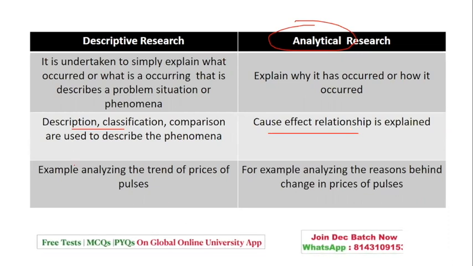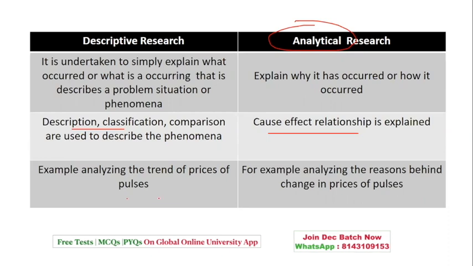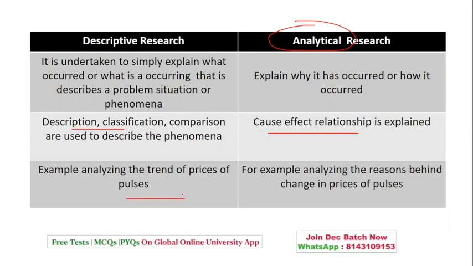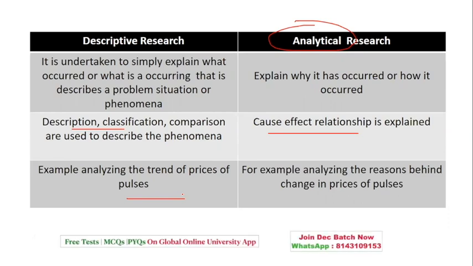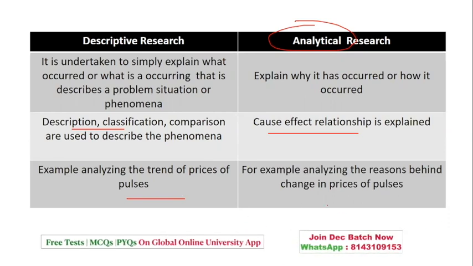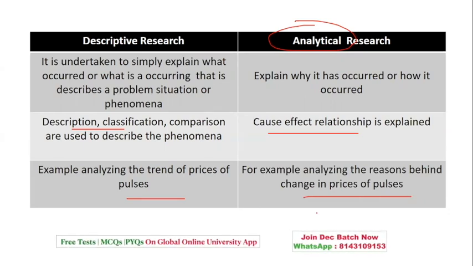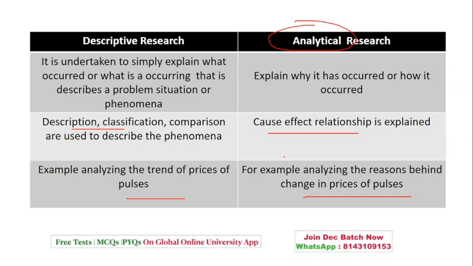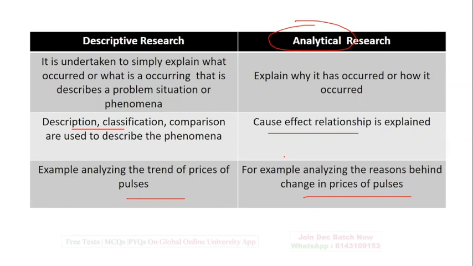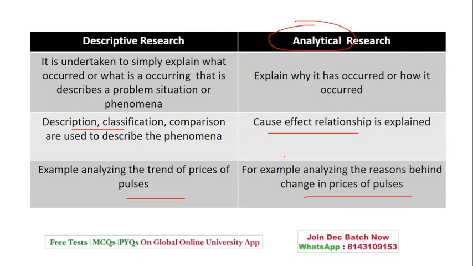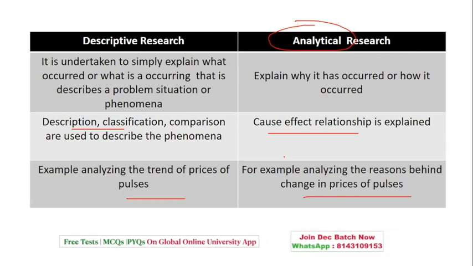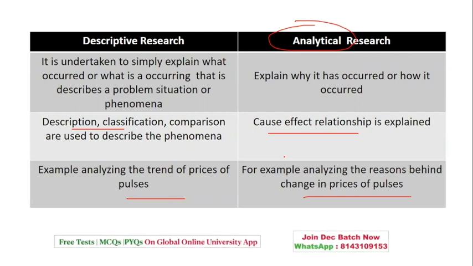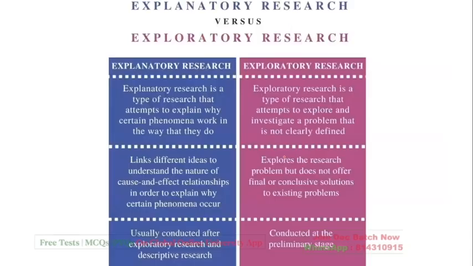A descriptive example is analyzing the trend of prices of pulses in the form of description. Whereas when you go for analytical, the example is analyzing the reasons behind the change in the price of pulses. I mean to say, if you want to see how the prices of pulses have changed, you have to study: now it is higher, it is lower, it's constant, it is changing very frequently. So in such a case, you have to analyze it.